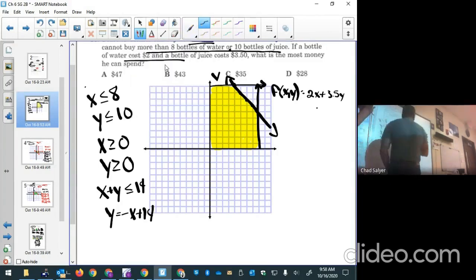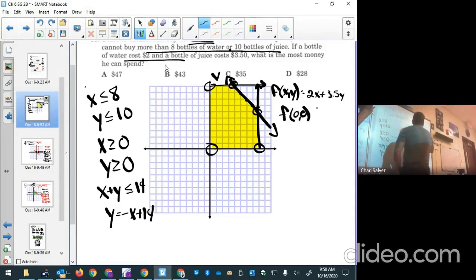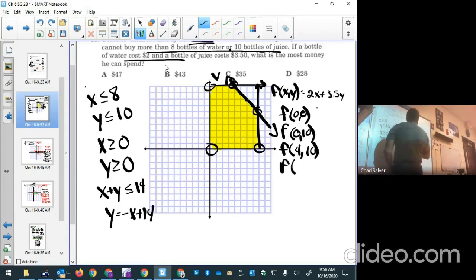So these are our vertices of our feasible region. F of 0, 0, F of 0, 10, F of 4, 10, F of 8, 6, and F of 8, 0.